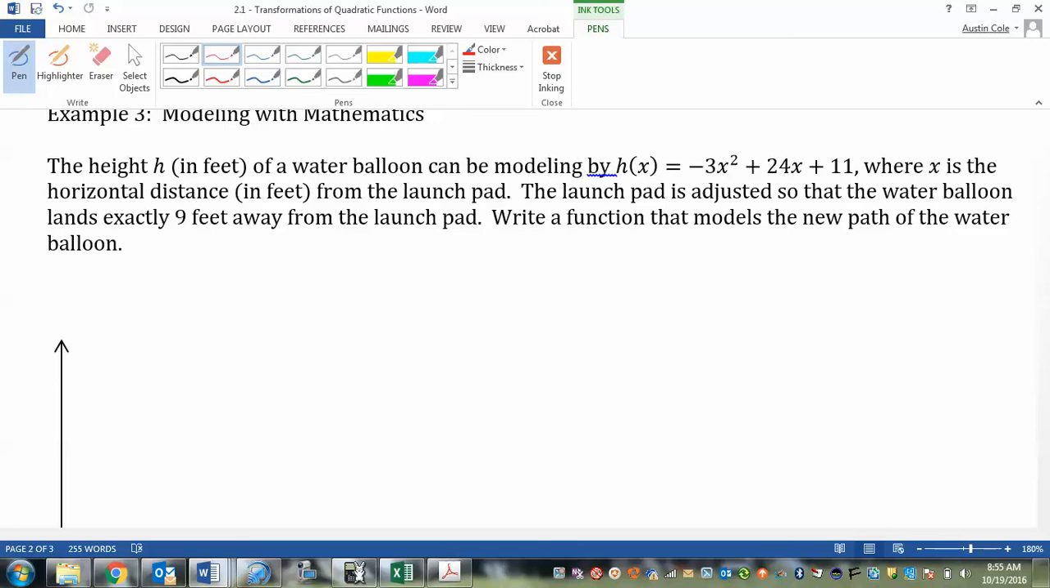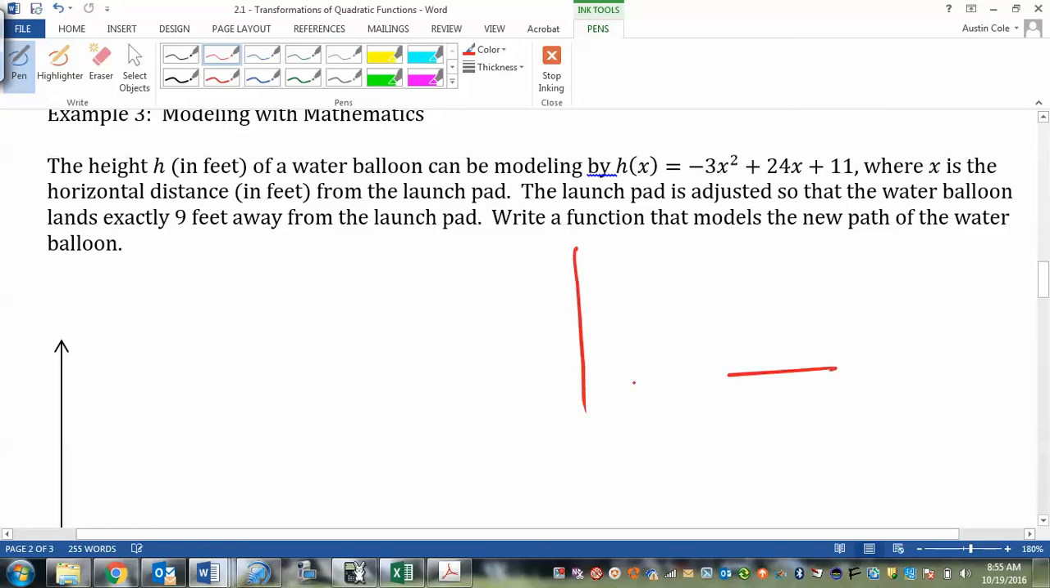No, this does not look like any of the other functions that we've talked about so far. And I don't want that to fool you. I don't want that to confuse you. It says where x is the horizontal distance in feet from the launch pad. Okay, so x is the horizontal distance in feet from the launch pad, and h of x is what? The height.